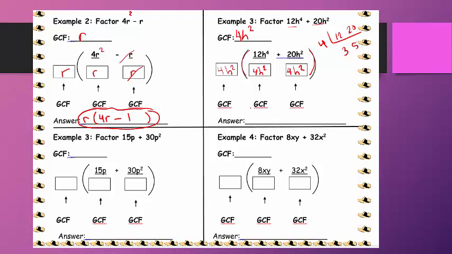And now we're going to simplify. So you're going to leave your GCF outside the parentheses. That's not going away. 12 divided by 4 is 3. H fourth over h squared becomes h squared. Plus 20 divided by 4 is 5. And h squared over itself is just 1. I'm not going to write 1 because I already have a 5 there. So this is my factored answer.